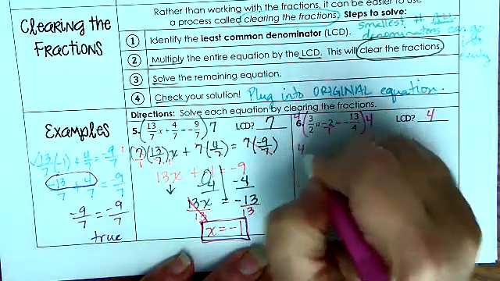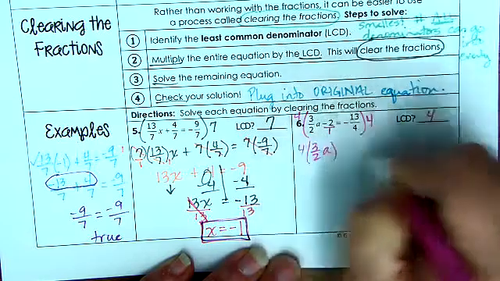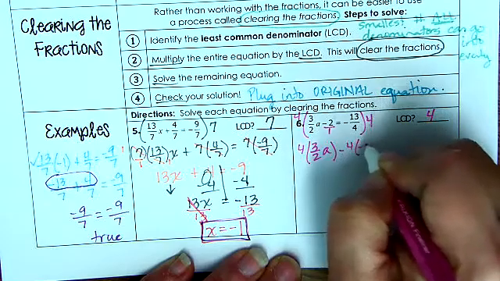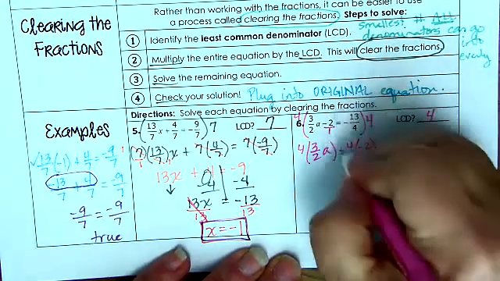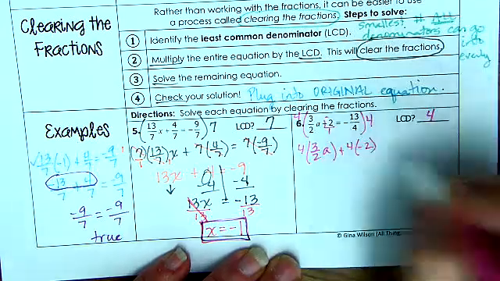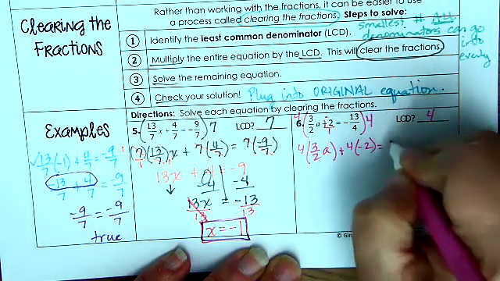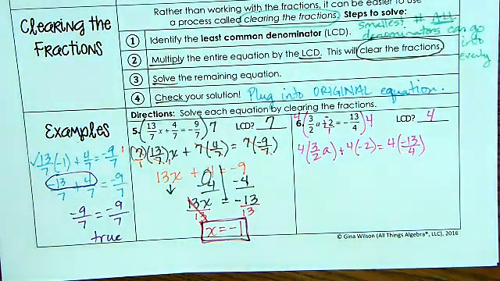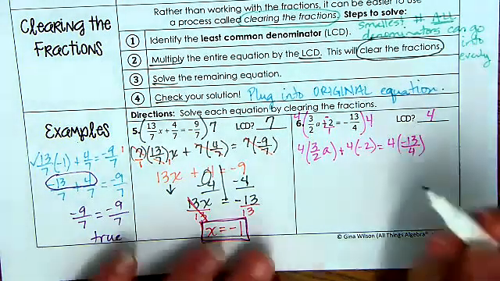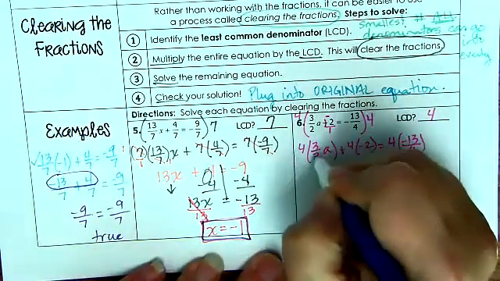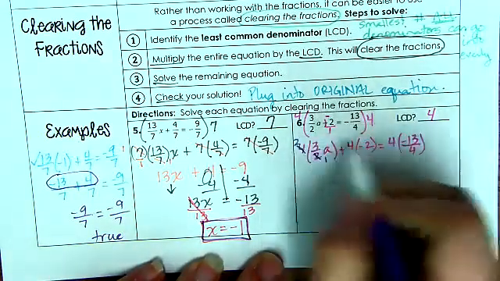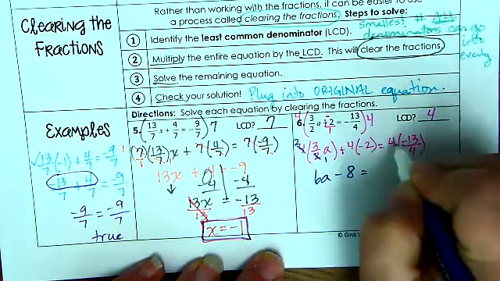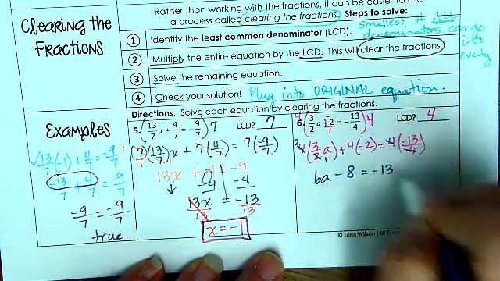Everything times 4. So this is going to be 4 times 3/2 a minus 4 times 2. It's not a negative 2. Well, I can treat this as plus, change this to plus a negative. So then that's a negative 2, equals 4 times negative 13/4. And 4 times 3/2, well, I can do 2 goes into 2 one time, 2 goes into 4 2 times. So that's going to be 6a minus 8 equals, oh, those 4s are going to cancel, negative 13.